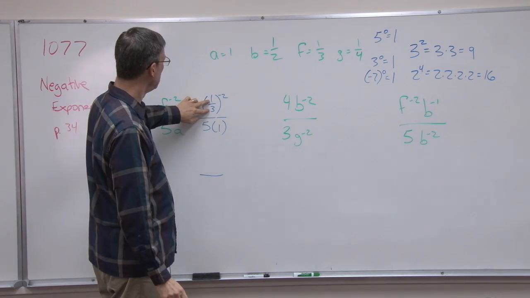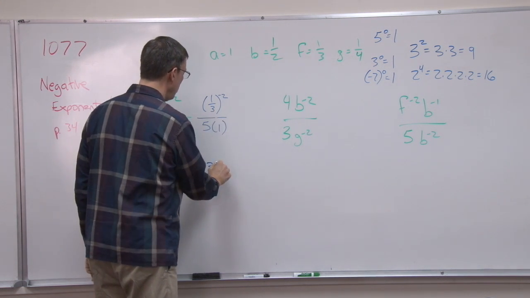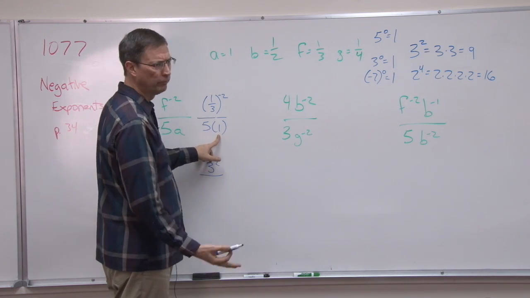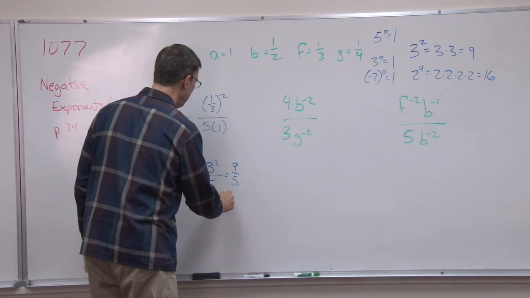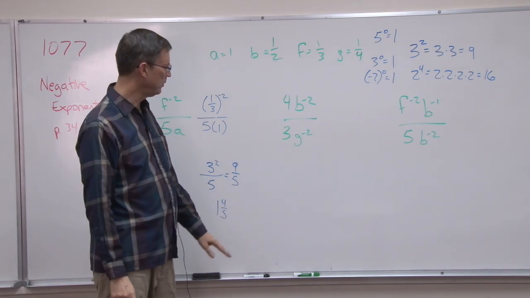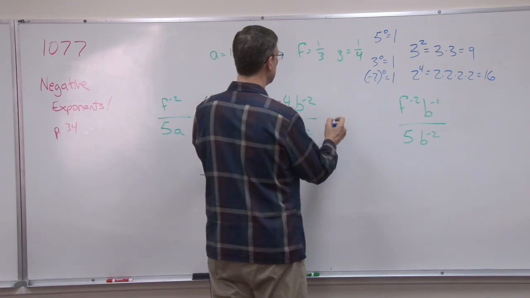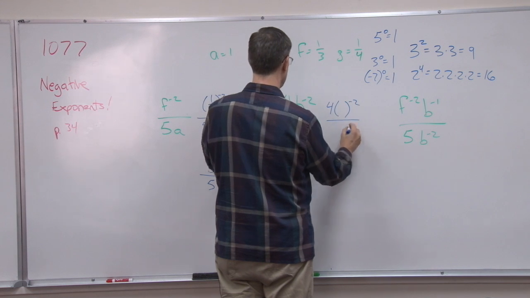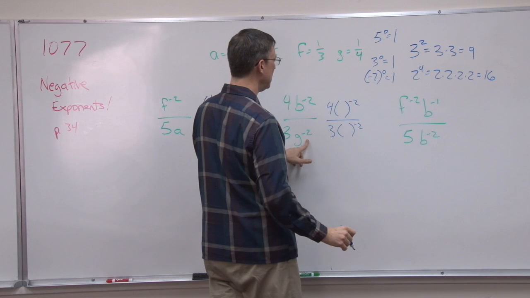All right, so let's come down here. 1/3 is going to be flipped and become 3, and now the exponent becomes 2, okay? What is 5 times 1? Duh, 5, right? So the answer is 9/5 or 1 4/5. Okay, we just reduce that. Let's do this one together. We're going to leave the 4, but I'm going to replace b with parentheses. 3, replace g with parentheses, and again we have a negative 2 exponent.